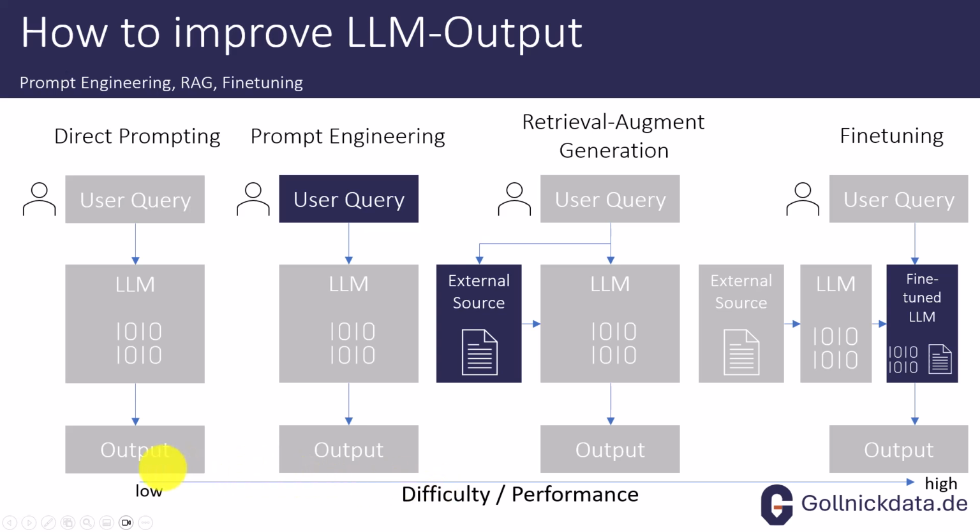And the difficulty is from left to right. So the most simple one is, of course, direct prompting, putting not much effort into it, but you are not satisfied with the result. Then prompt engineering is the next more difficult approach. RAG systems are still a bit more difficult, but again, with the difficulty, the performance is increasing, and fine-tuning is probably the most complicated part of it. And as I said, usually not necessary. So we are going to work mostly with RAG systems in this scope.